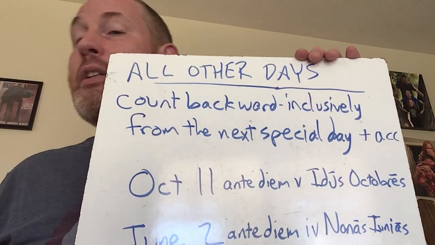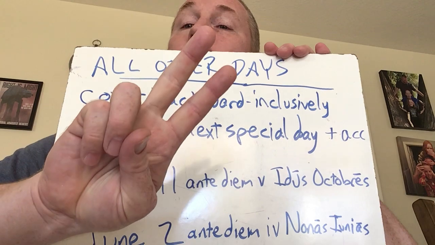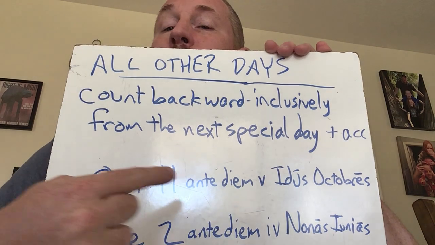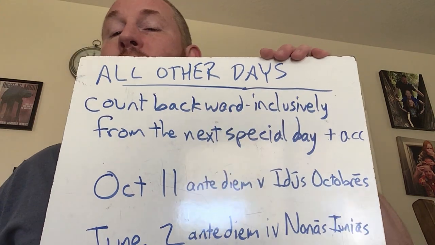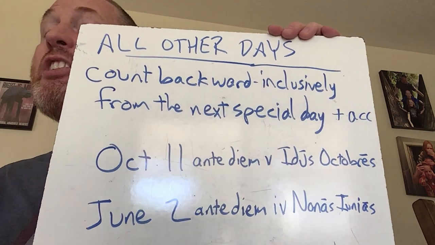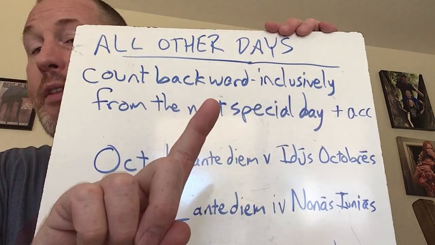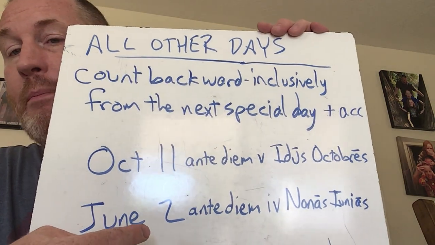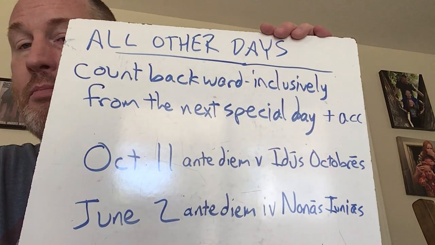Now, here's how it works. The Ides of October are on the 15th, right? So you start with the 15th. 15, 14, 13, 12, 11: 5. So ante diem quintum Idus Octobres. Let's take a look at June the 2nd. The next special day is the nones. And the nones of June are on the 5th. So 5th, 4th, 3rd, 2nd. Ante diem quartum Nonas Iunias.